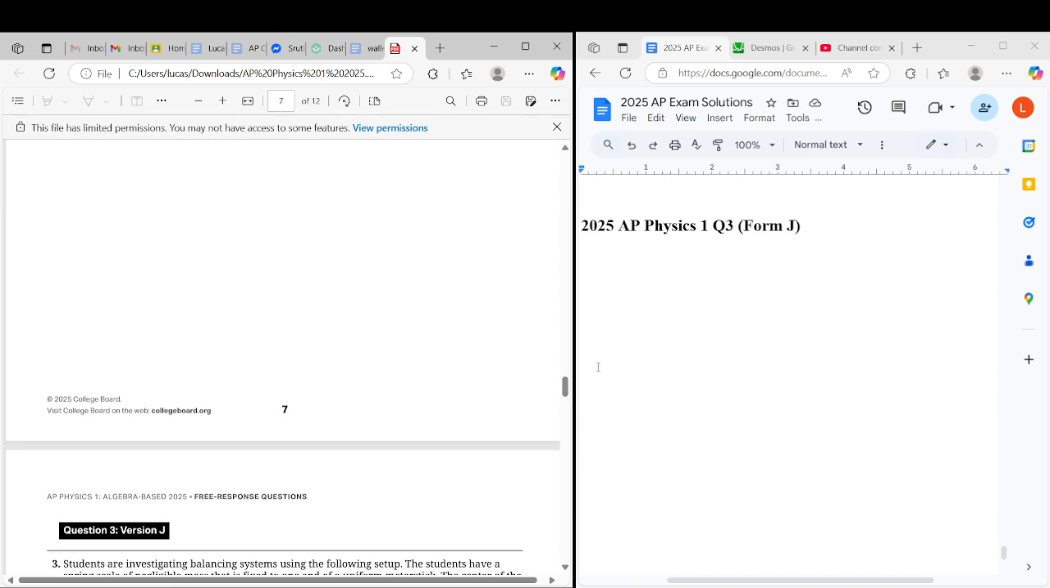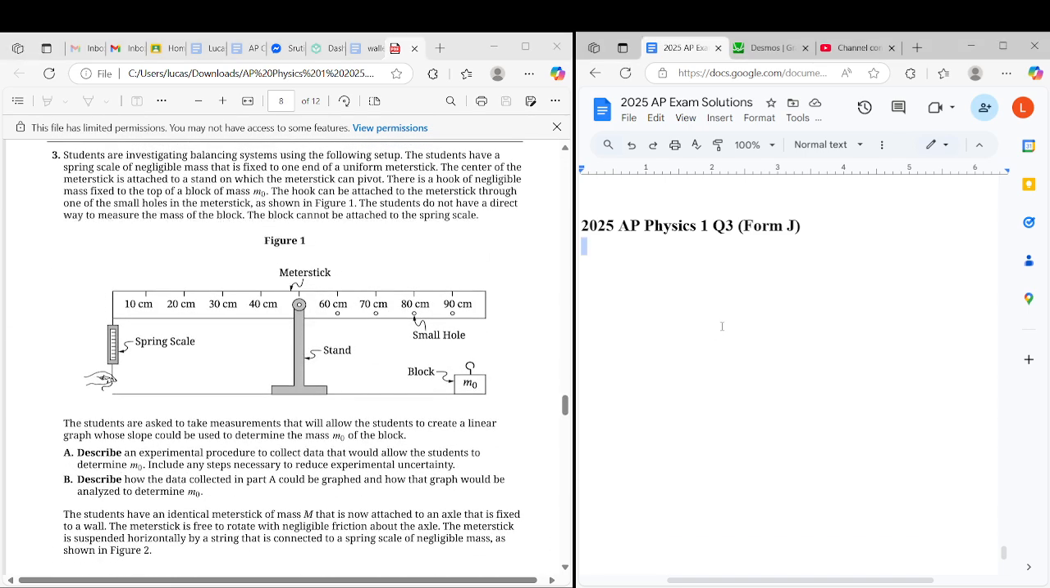So in this case, we're going to come up with two ways to find the mass with two different setups to find an unknown mass. The first part is the first experiment where we're using a balancing system, so basically a torque setup, and a spring scale with a meter stick to find an unknown mass, the mass of a block, which is unknown. So we're going to try to make this unknown mass known somehow. So in part A and part B, you're going to make an experimental procedure.